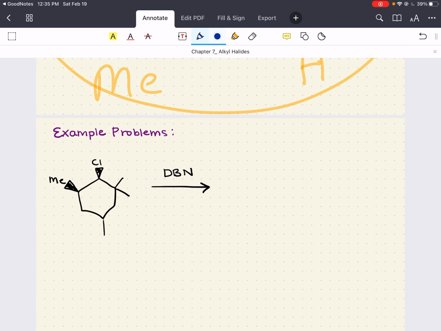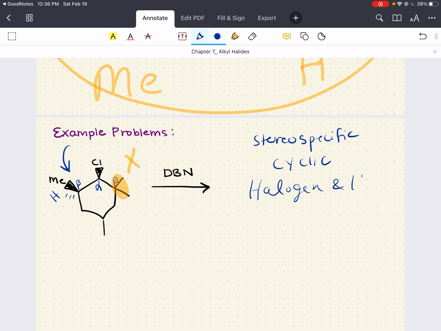We're going to identify our alpha position. We're going to identify all our beta positions. This beta position has no hydrogen, so we're not going to worry about it. This beta position has one hydrogen. So we have one hydrogen here. We need to think stereospecific, yes. But it's cyclic. So what that means is we want to make sure our halogen and our hydrogen are on opposite wedge and dash. Are they? That's the question we need to ask.